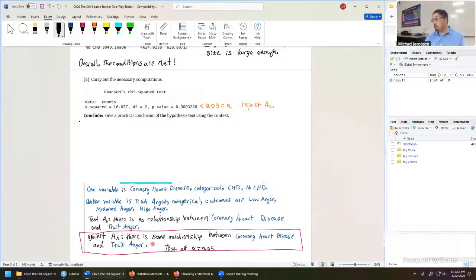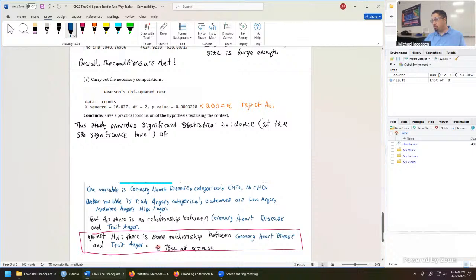So let's write this in by saying, this study provides significant statistical evidence, and this is at the, I forget, 5%, it says down below there for alpha, at the 5% significance level, of, then we go to our alternative hypothesis, which says there is some relationship between coronary heart disease and trait anger.